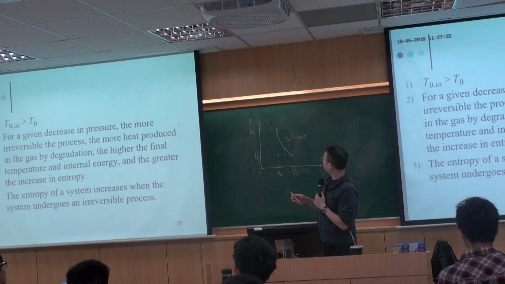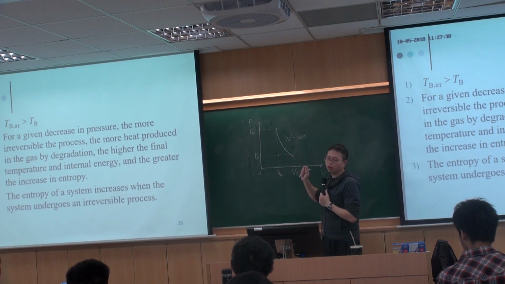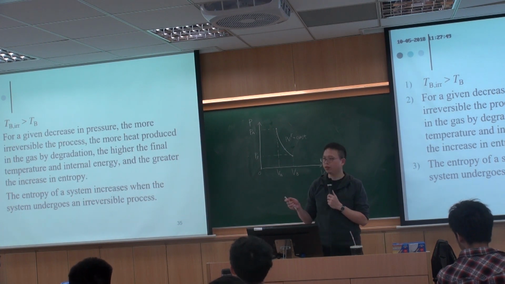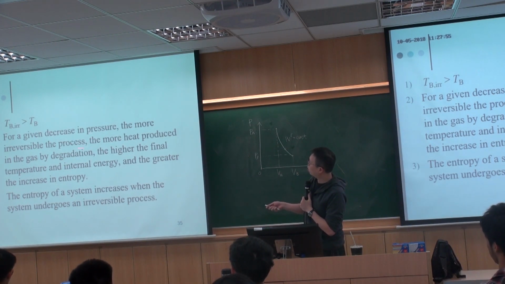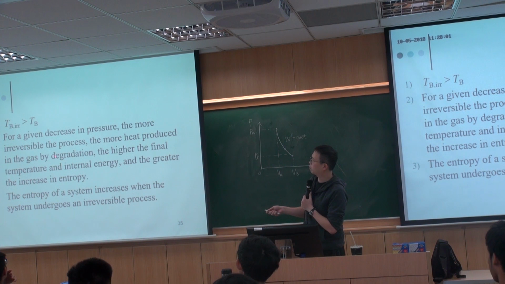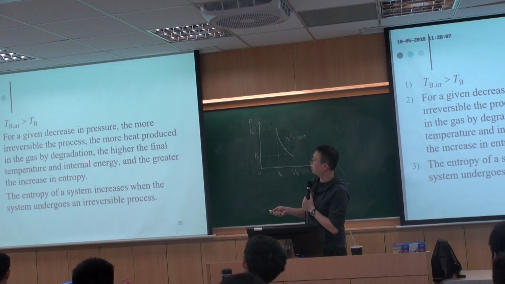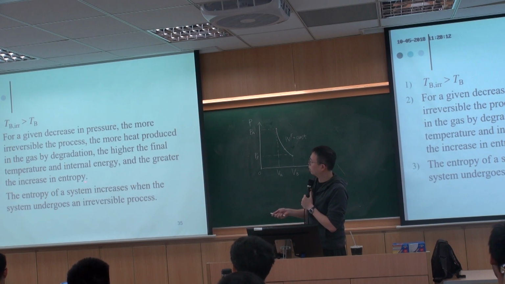For an irreversible process, although the line can be something similar, eventually we'll see that the irreversible process will give you a greater final temperature. So for a given decrease in pressure, the more irreversible the process is, the more heat will be produced in the gas by degradation. Therefore, the final temperature will be higher, as well as the internal energy, and there will be a greater increase in entropy.